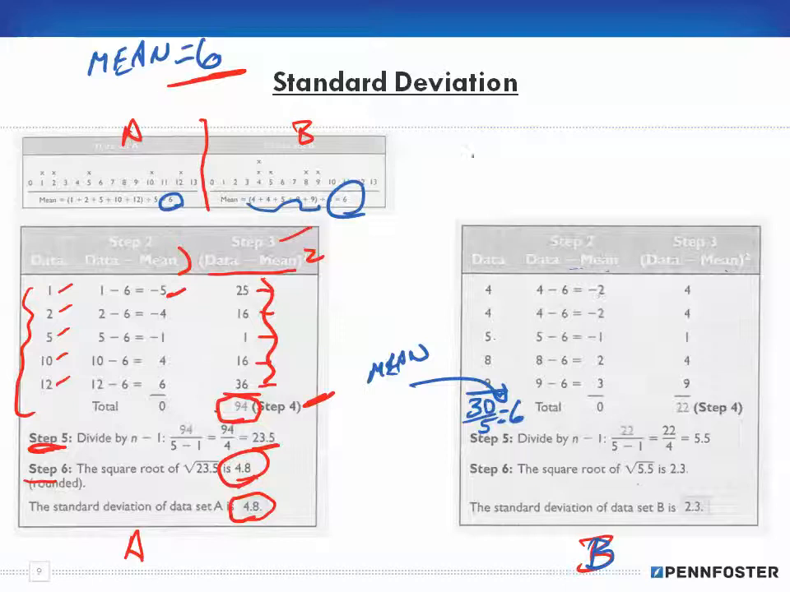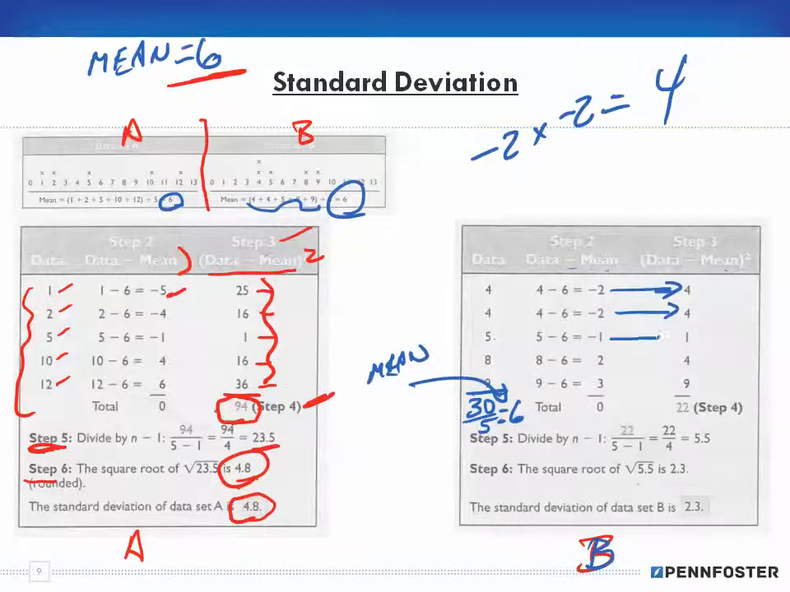Well, when I take a minus 2 times a minus 2, I end up with a positive 4. Minus 2 times a minus 2 gives me a 4. A minus 1 times a minus 1 gives me 1. 2 times 2 gives me a 4. And 3 times 3 gives me 9. Okay, so that's all I'm doing for step 3, is squaring it.